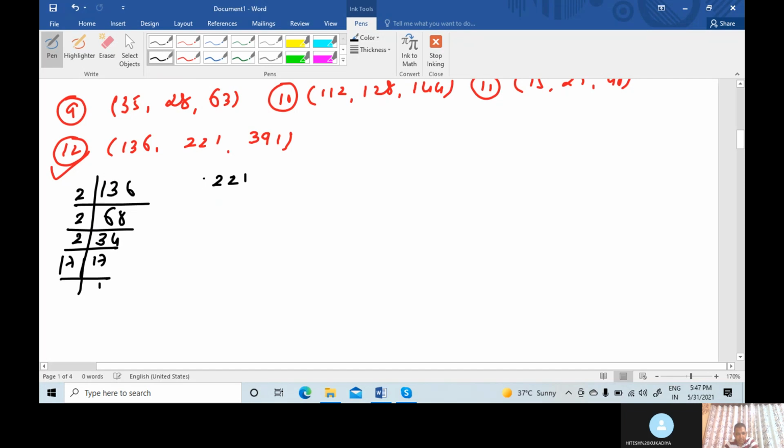Now 221. It is not divisible by 3, 5, 7. Try 17 directly. 17 ones are 17. You can also directly divide by 13, because up to 12 no number divides it. You can divide first by 13, no problem, then by 17.